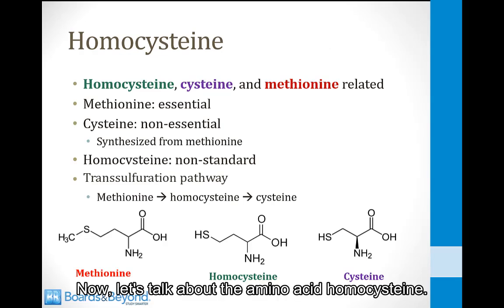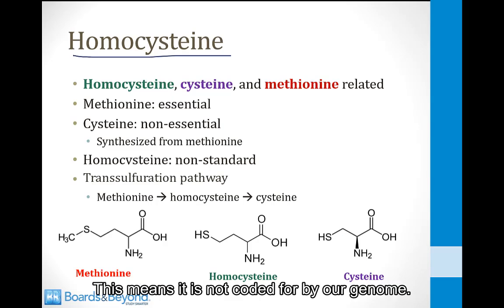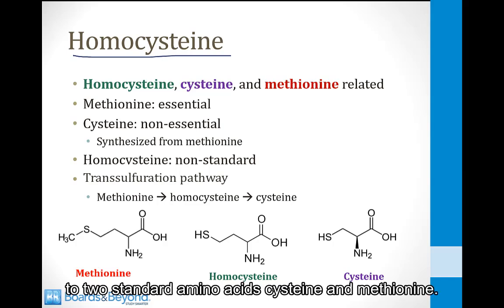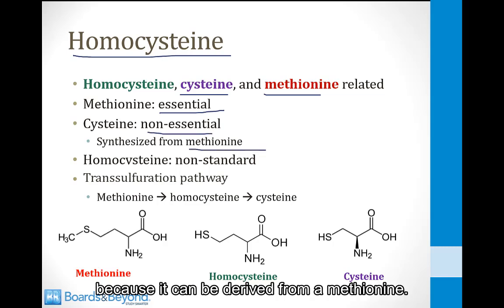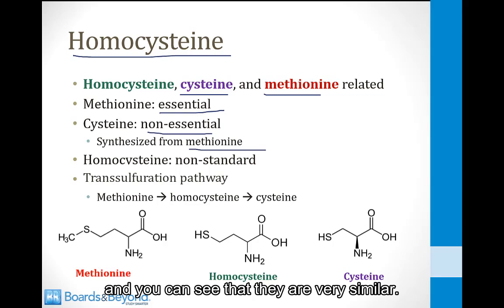Now let's talk about the amino acid homocysteine. Homocysteine is a non-standard amino acid. This means it is not coded for by our genome. However, it is closely related to 2 standard amino acids, cysteine and methionine. Methionine is an essential amino acid, but cysteine is non-essential because it can be derived from methionine. If you look at the bottom of the screen here, you can see the chemical structure of these 3 amino acids, and you can see that they are very similar.